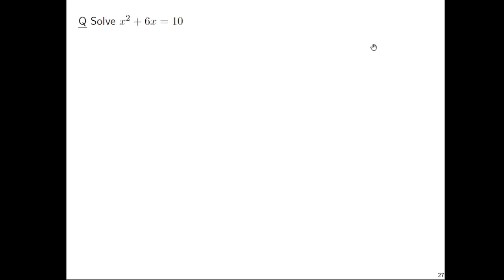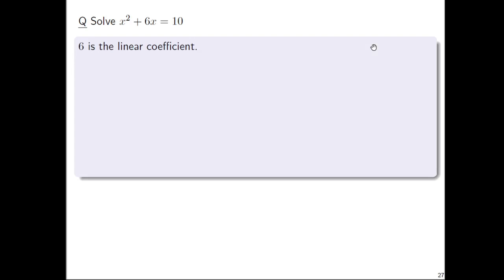Let's solve x squared plus 6x equals 10. Okay, 6 is the linear coefficient, right? It's the number in front of x. So for the linear coefficient, it's not 6x, it's just 6. The x tells you where to look, right? It's just the 6. And then half of that is the second stick.